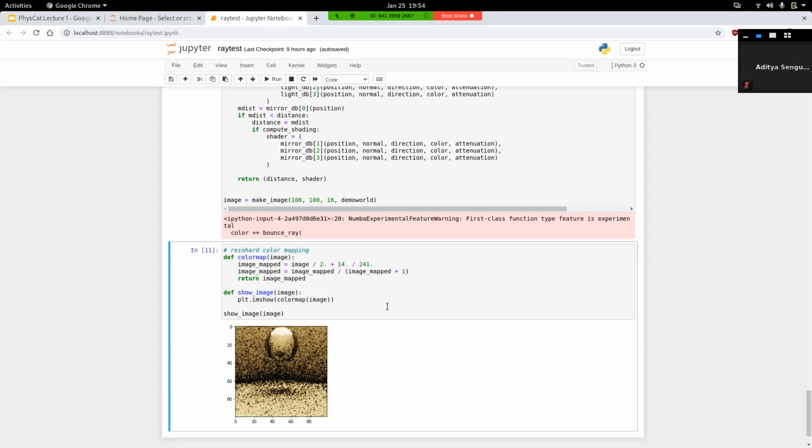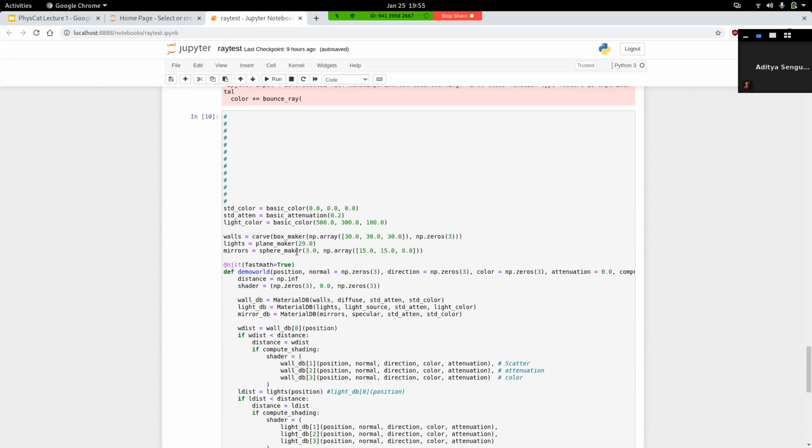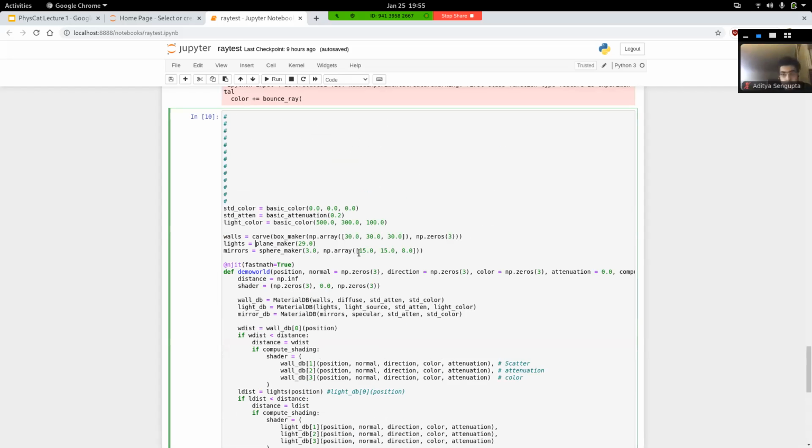We're going to be going through this ray tracer in detail, but some other interesting things that I want to touch on is defining an interface to these shapes. What these shapes do is they take a position and they return a distance.